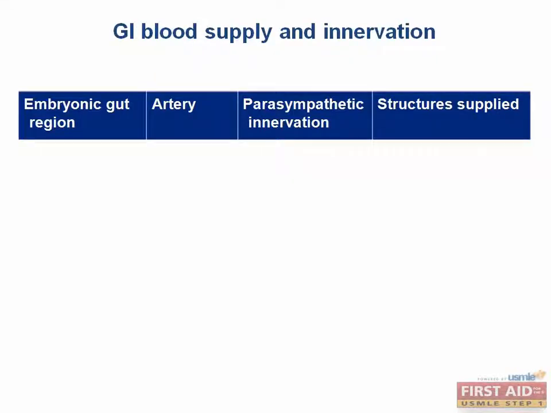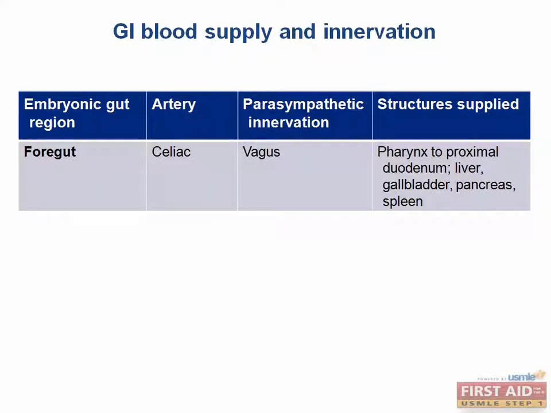Let's go over this in a table form to cement our learning. The table here provides some information on the blood supply and the innervation of various gut regions. It's easiest to remember if you think about it in terms of development. Let's quickly review and expand on what we went over in embryology.